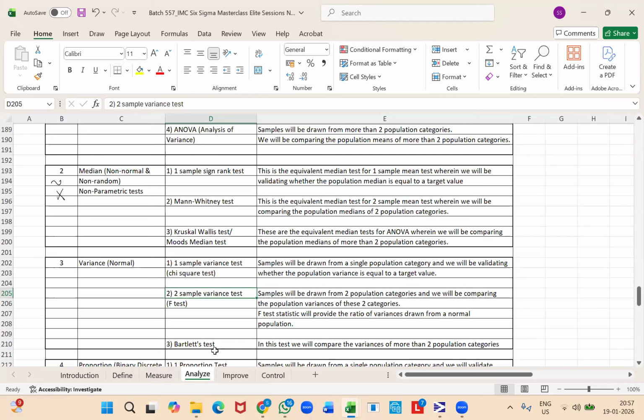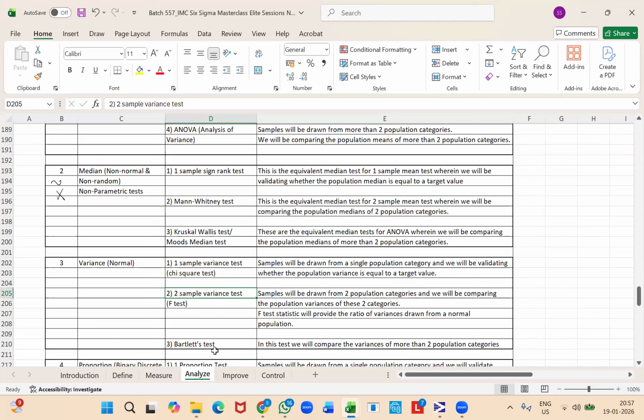So when will you use this two sample variance test or F test? When we want to compare the population variances of two population categories. So here the samples obviously will be drawn from two population categories, and we would want to compare the population variances of these two population categories. Then we will use this two sample variance test, which is also called the F test, right?